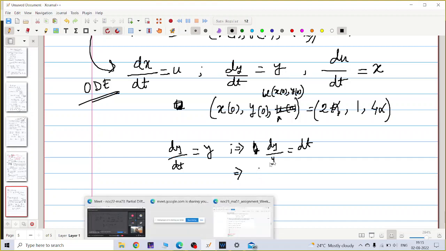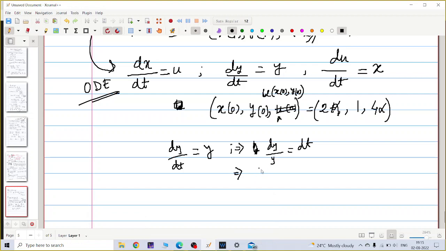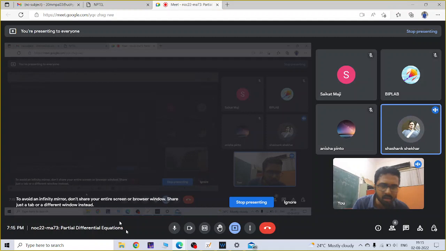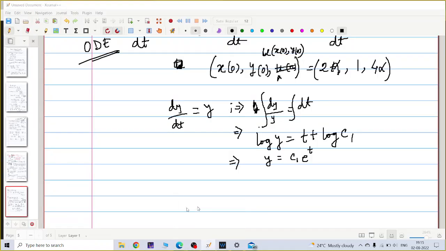Okay, I'm integrating. What is the integral of dy/y? log y equals t plus c. I will take the constant as log C1, just for simplicity. So what is y? C1 times e to the power t. You know this step. Sasank, it is okay?